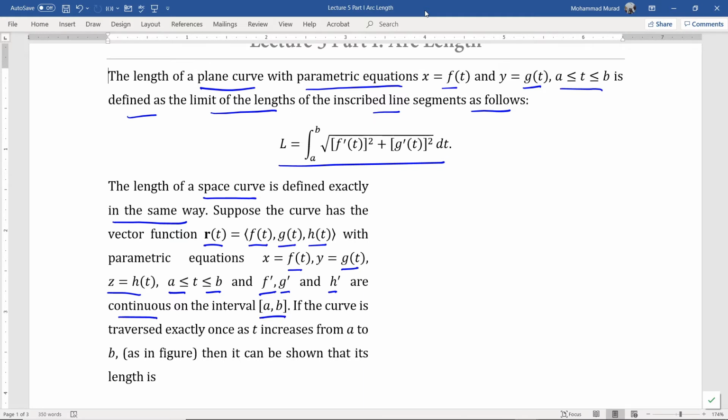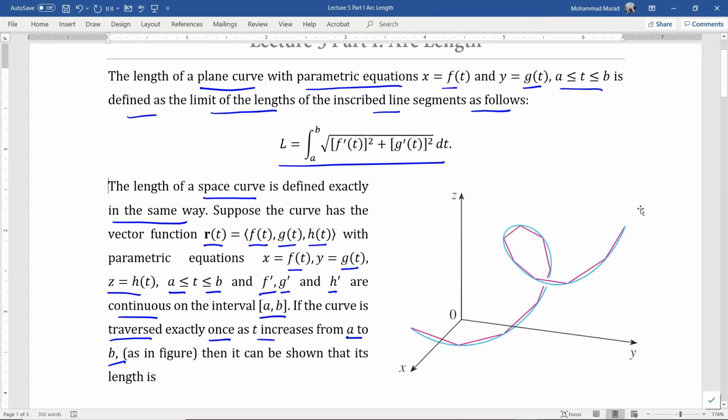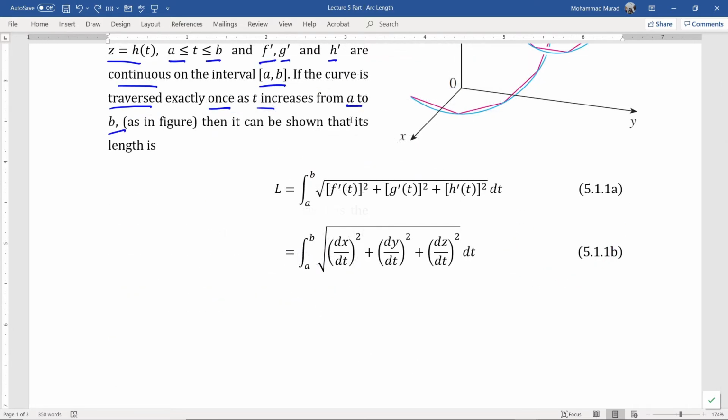If the curve is traversed exactly once as t increases from a to b, as in the figure, then it can be shown that its length is given by the formula shown in equation 5.1.1a.